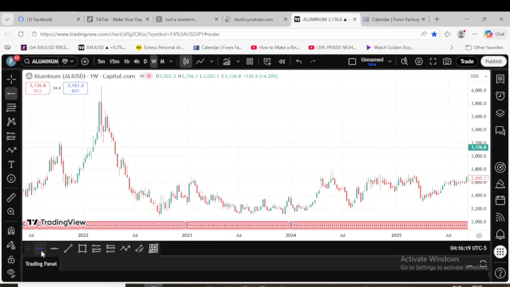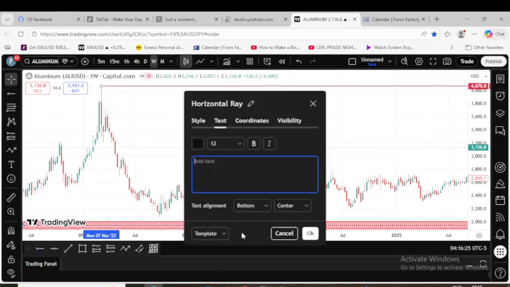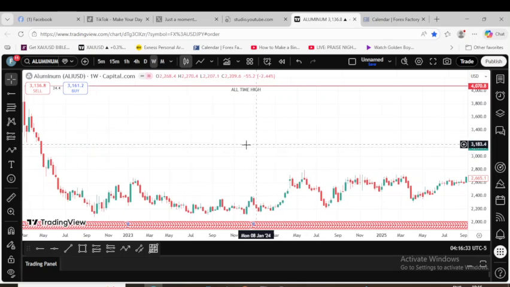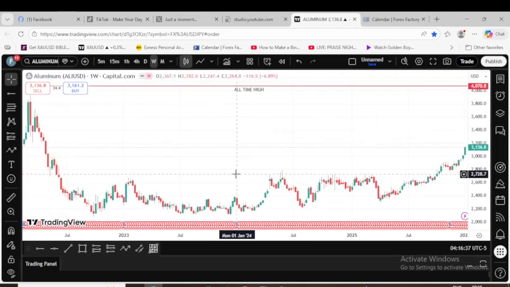First things first, let's identify our all-time high, just so that that's out of the way. This is our all-time high. Then we'll identify our market zones. It's very clearly a zone right here.